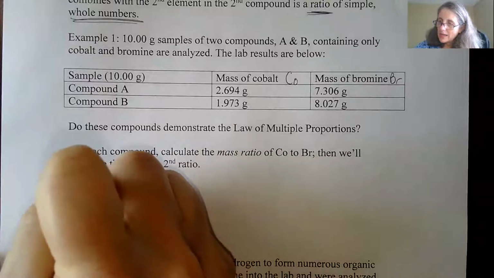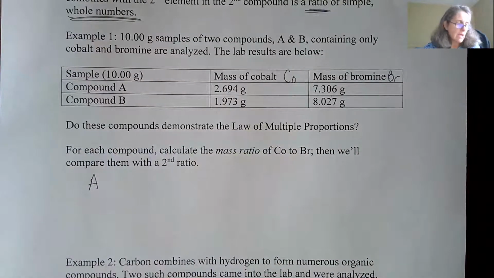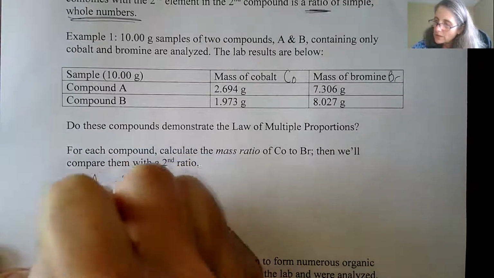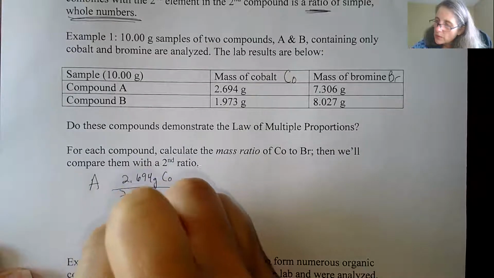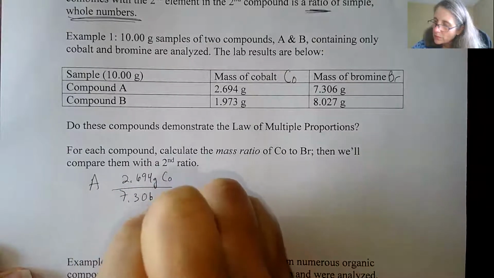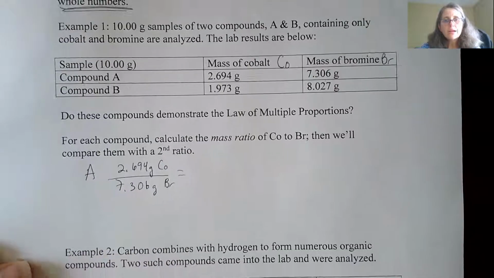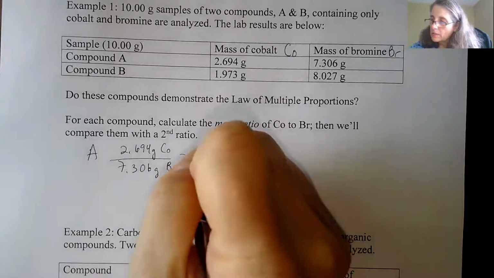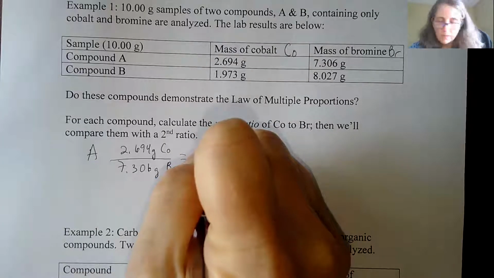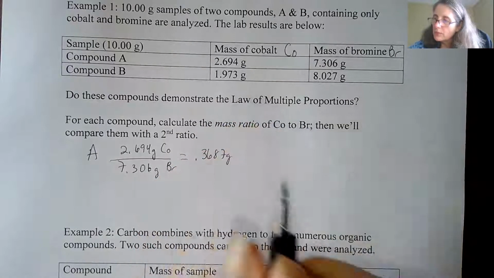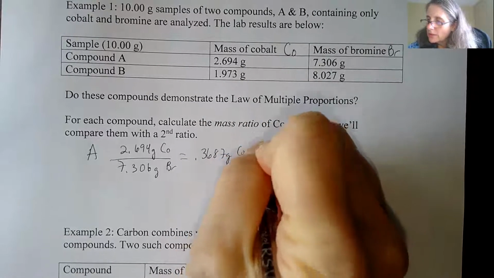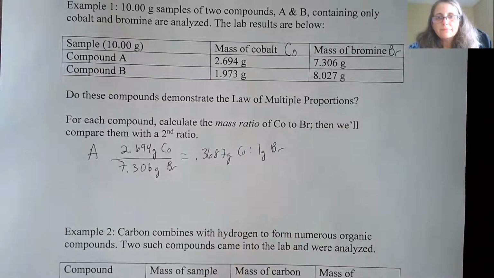I'm going to take compound A, and I'm going to do cobalt over bromine. So I'm going to take 2.694 grams of cobalt for every 7.306 grams of bromine. And when I divide those two numbers, like in my previous video, the bottom number becomes 1. So I get 0.3687 grams of cobalt to every 1 gram of bromine.